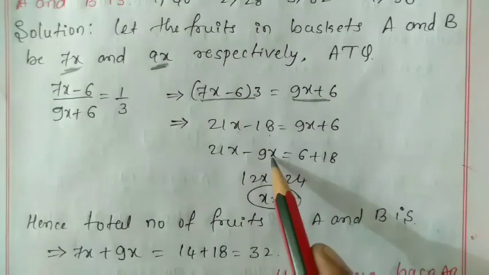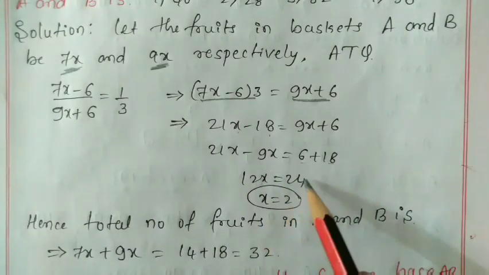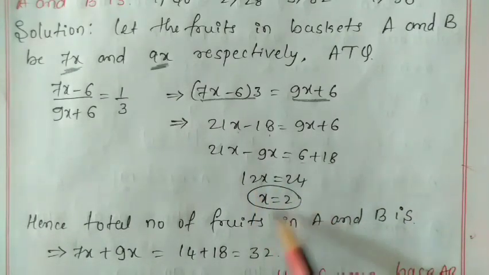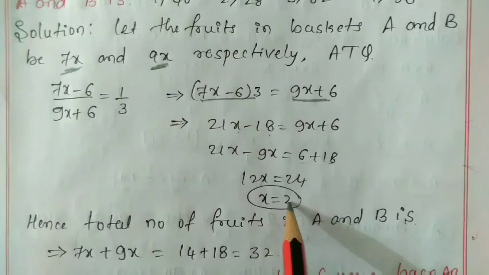21x minus 9x is 12x. 6 plus 18 is 24, so x equals 24 divided by 12. 12 twos are 24. Okay, so hence you got the x value as 2.